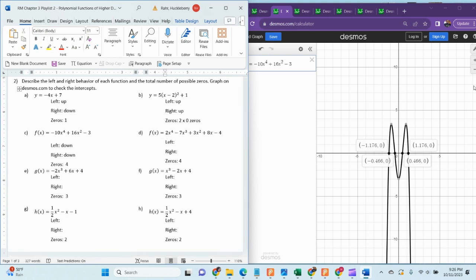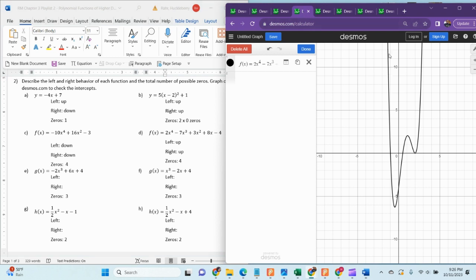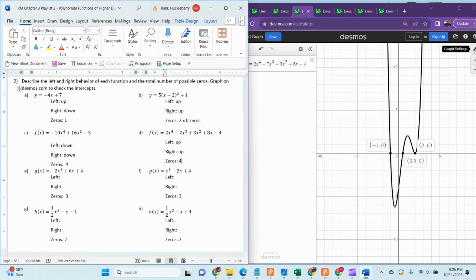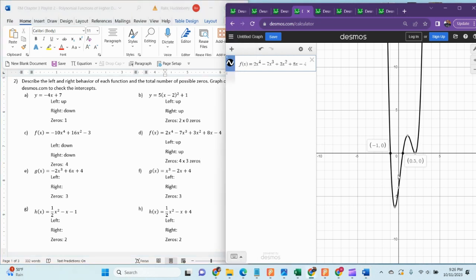On our next one, our coefficient, our number multiplied to our x to the fourth is positive, which means we should be going up for both our left and right hand behavior. Happy, it's positive. If we look at it, sure enough, it is going up. And we have 1, 2, 3 zeros. So we do not have all 4 zeros on this one. We have 3 zeros. This is called a turnaround point on the x-axis, which I'll talk about in another video.